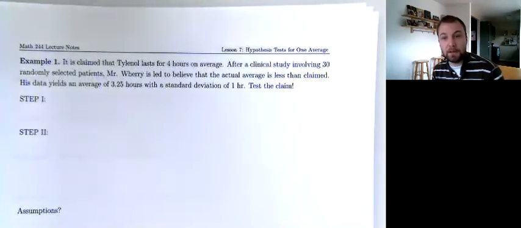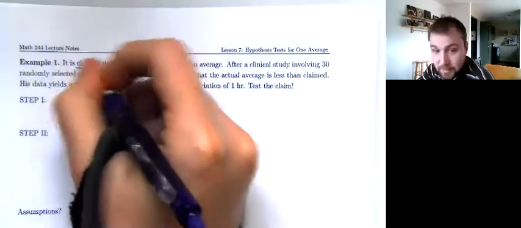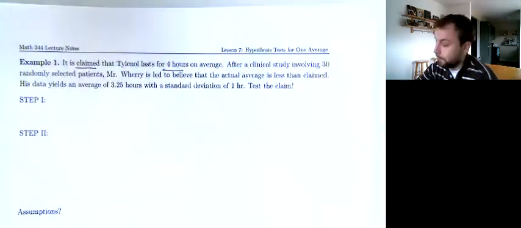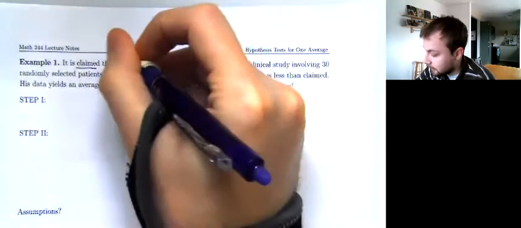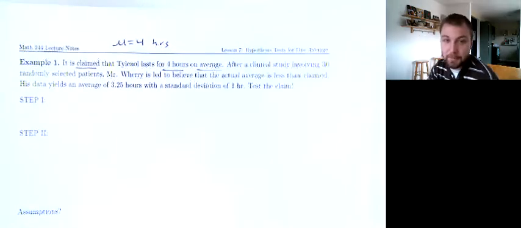Mr. Wary is led to believe that the actual average is less than claimed. His data yields an average of 3.25 hours with a standard deviation of 1 hour. Test the claim. Okay, so I'm going to reread and I'm just going to highlight things. So it's claimed, this is a claim for the population, an average of 4 hours. So that 4 hours that's being claimed, this is a mu of 4 hours as my base claim.